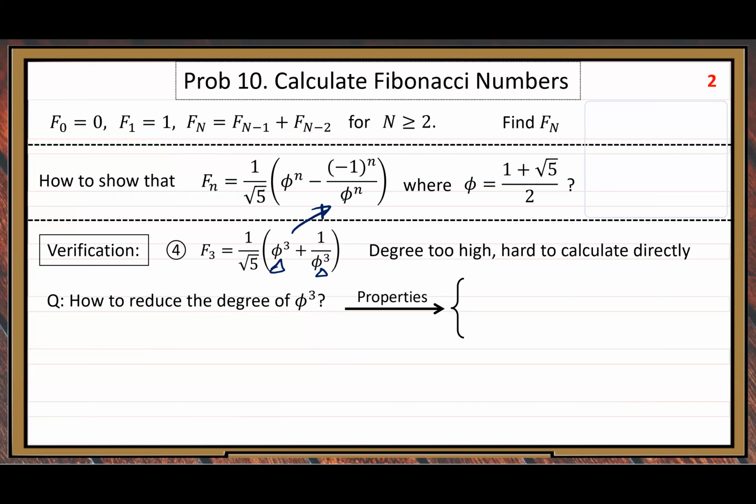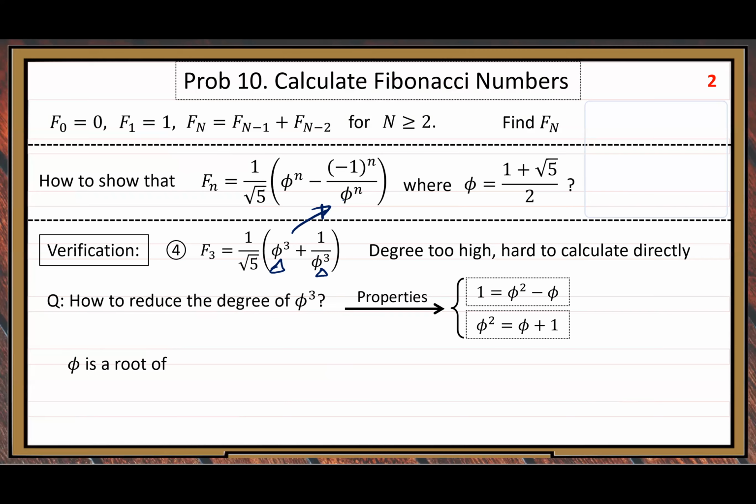So what properties? Now we need to see those properties. Here, there are two properties we can use. The first property: 1 equals phi squared minus phi. That's the first property. How to see it? I'll show you. The second property: phi squared equals phi plus 1. There are these two properties we can use here. So you may ask, how do you get these two properties?